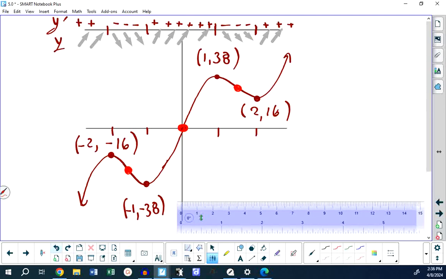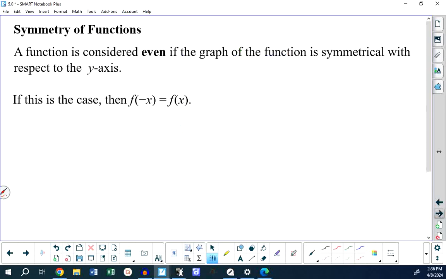Okay. All right, one more thing we want to look at today, which is new. This is something new. Functions can have symmetry, and there are two types of symmetry. If a function is symmetric with respect to itself, then it can either have an even symmetry or an odd symmetry, or functions can just not be symmetric in any way.